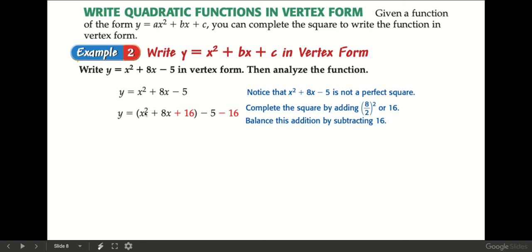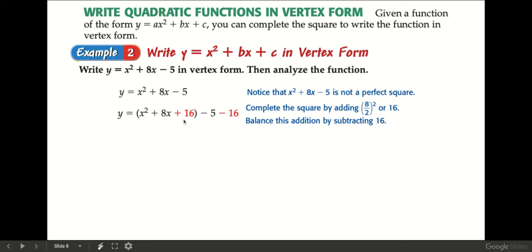If I wanted to make x squared plus 8x into a perfect square, I would want to add 16. How do you know to add 16? Well, you take 8 divided by 2 and square it. 8 divided by 2 is 4, and 4 squared is 16. Now I have a perfect square. This will give me x plus 4 times x plus 4, that perfect square trinomial.